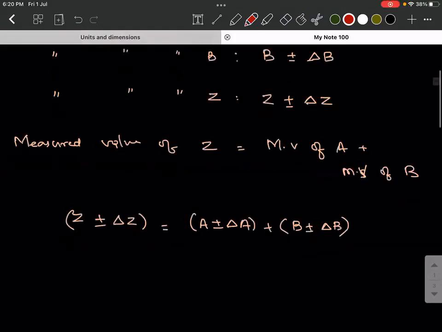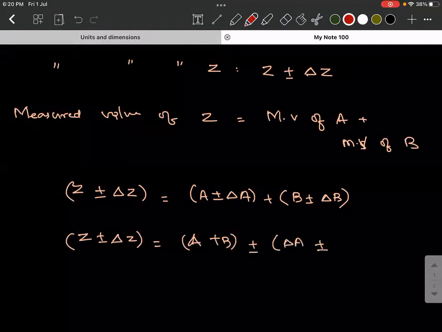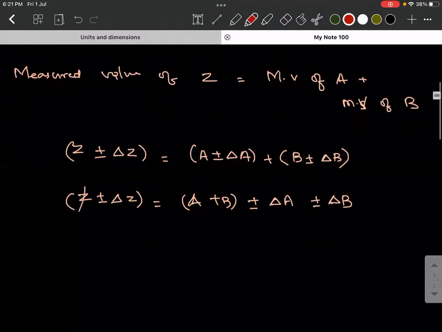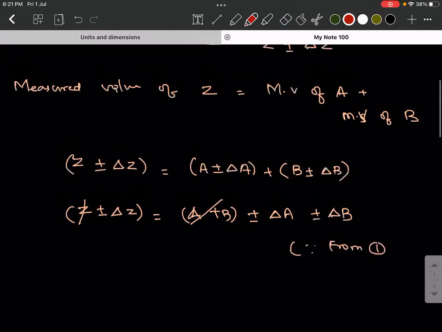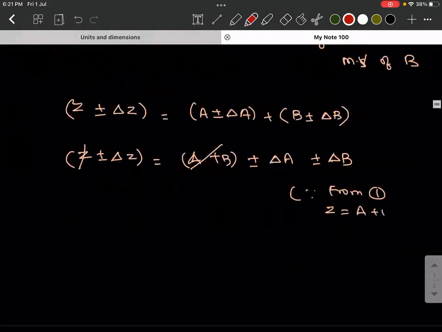Simple. Right. Now what will happen is Z plus or minus delta Z will be equal to A plus B plus or minus delta A plus or minus delta B. To be more specific, I'll write it as plus or minus delta A plus or minus delta B. Did you understand what I did? Now what can I cancel? Z and A plus B I can cancel, since from 1 we know that Z is equal to A plus B.